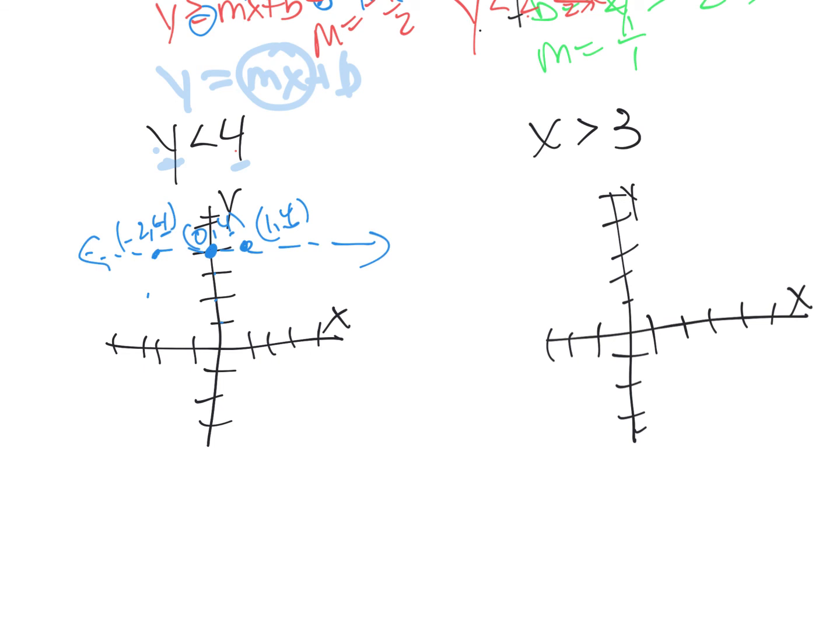Then I have to decide to shade. Y is less than 4. I'm looking at the y-axis always here. And so it's below 4.